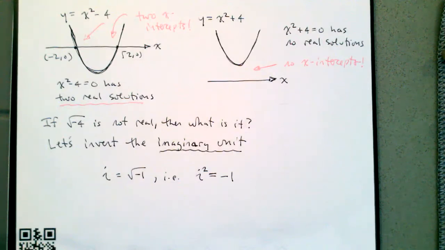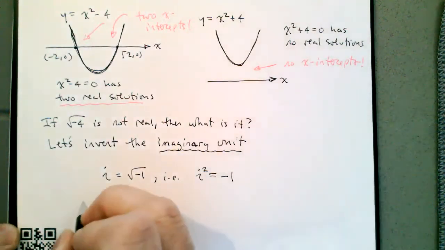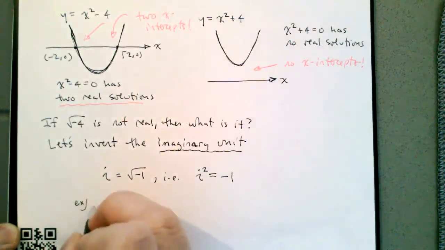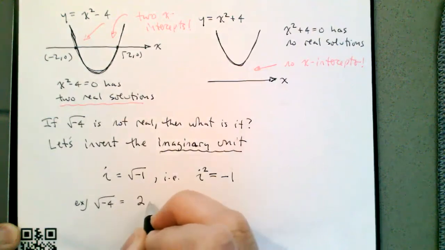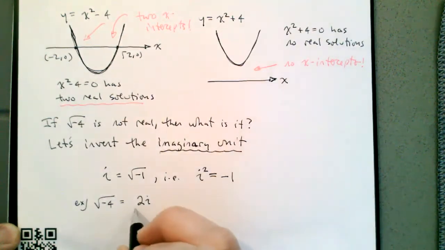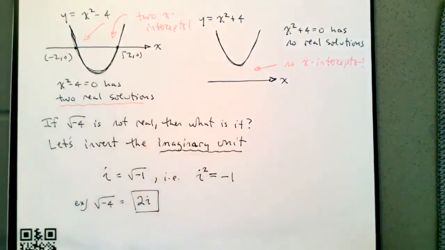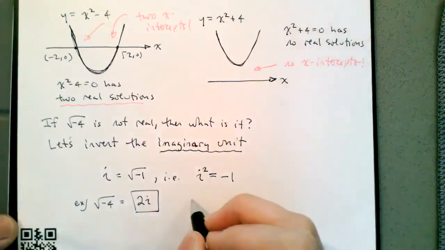So although the square root of negative 4 is not real, it is imaginary. If we want the square root of negative 4, it's going to be the square root of 4, which is 2, times the square root of negative 1, which is i. If we want to solve the equation x squared plus 4 equals 0, we have two solutions, 2i and negative 2i.